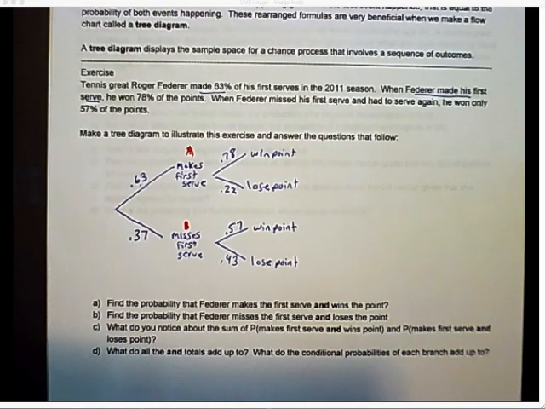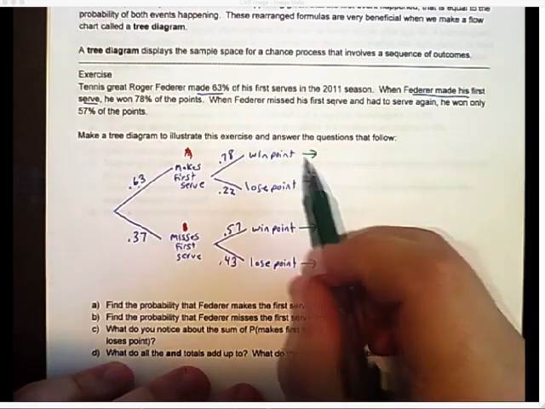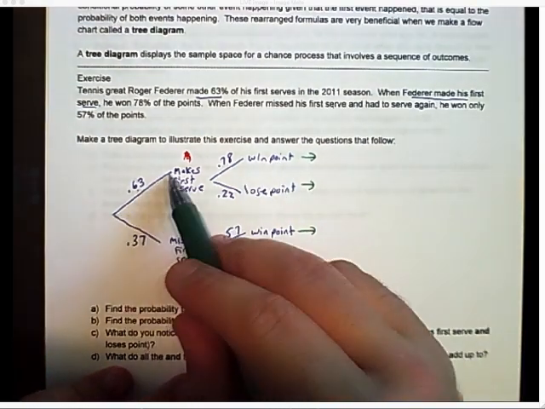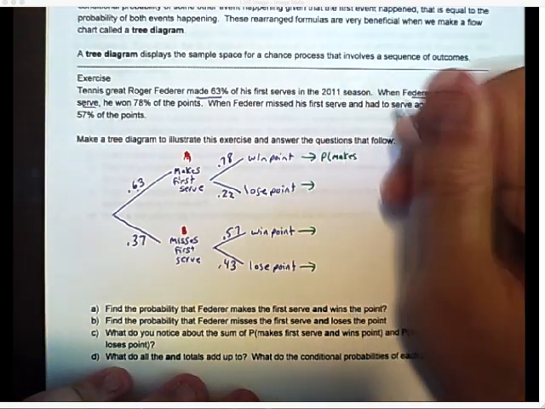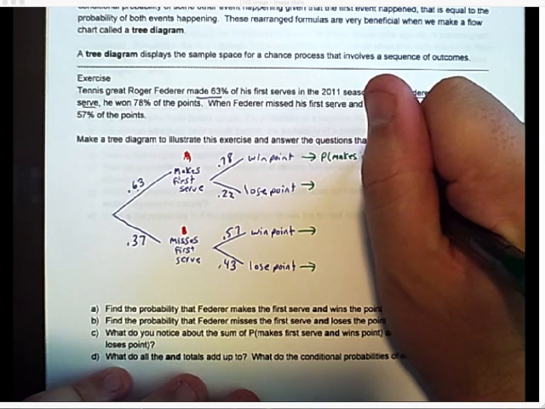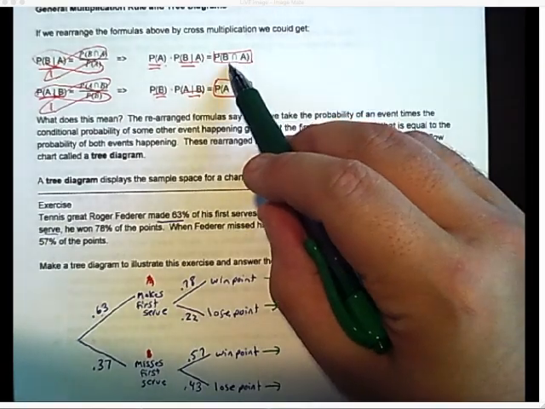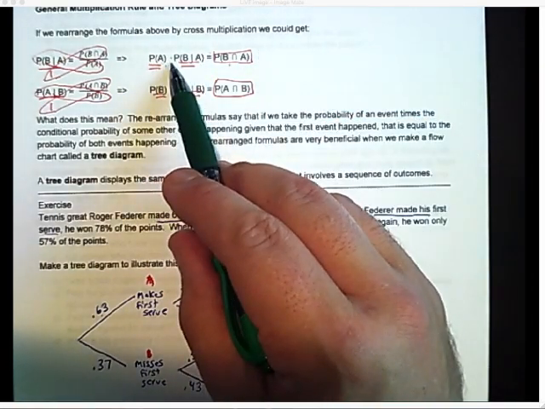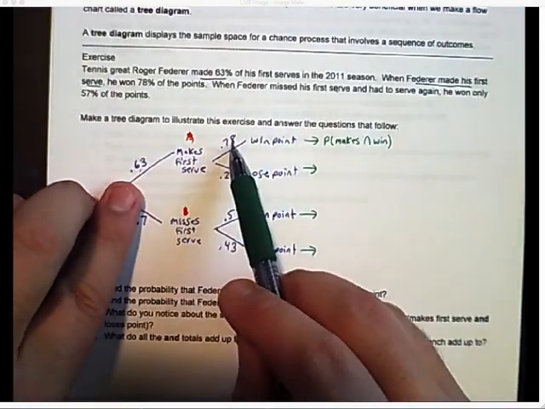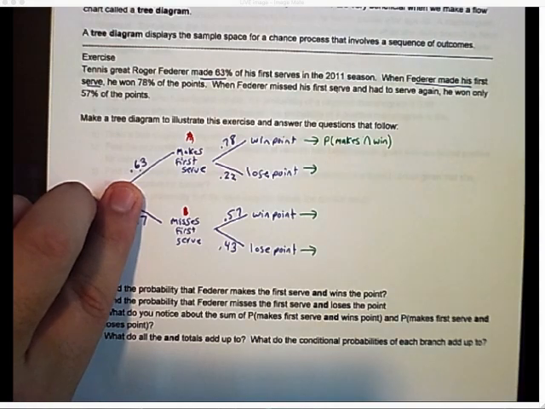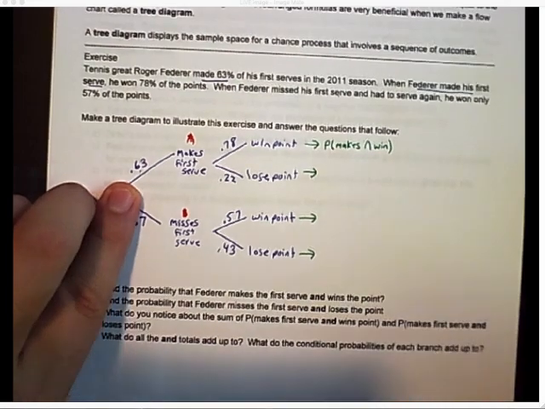So what comes out here? Let's think about what comes out. What does this branch represent? This is the probability that he makes the first serve and wins the point. There's your and statement right there. That's what's going to come out. How do we find that? We multiply. So let's multiply these numbers. 0.63 times 0.78, that's 0.4914.